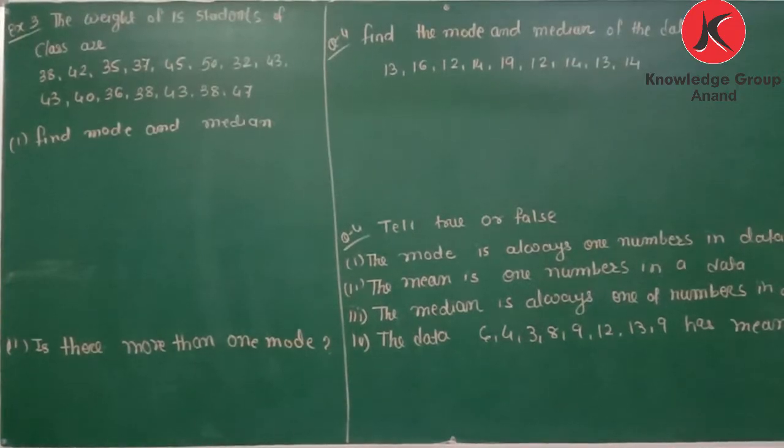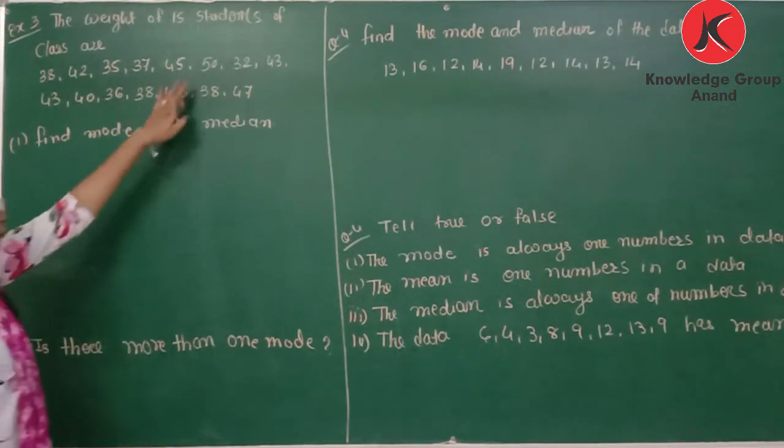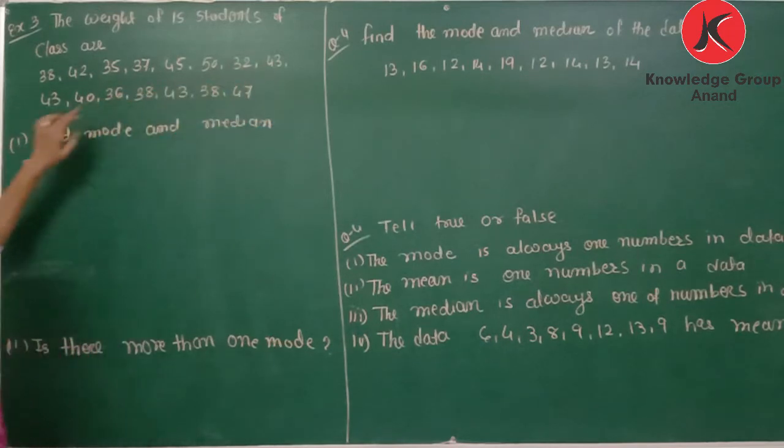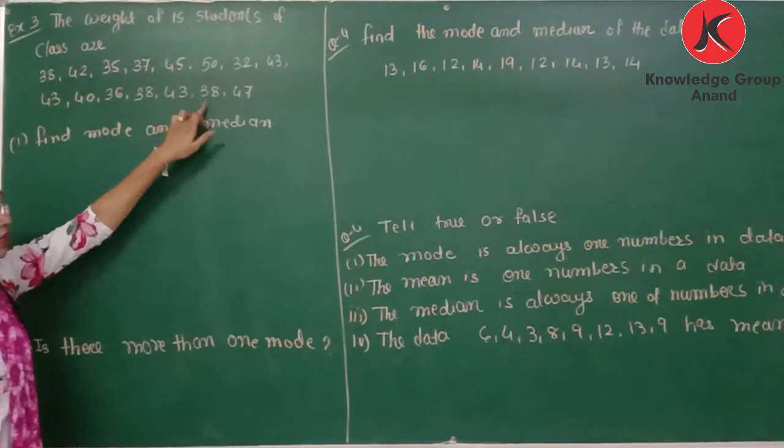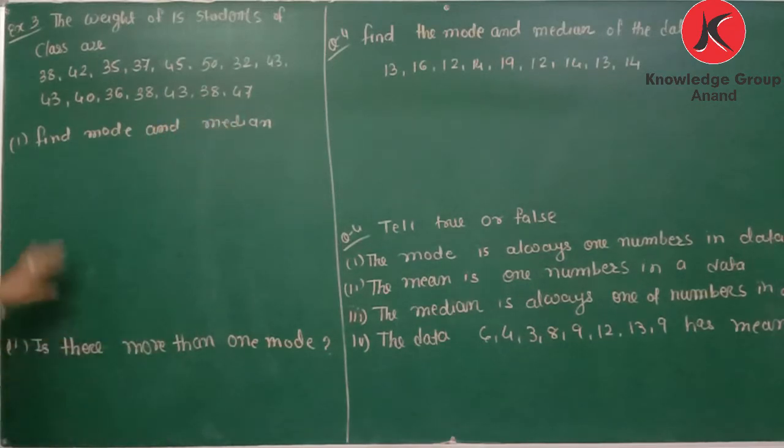Now let's start question number 3. The weights of 15 students of a class are 38, 42, 35, 38, 45, 50, 32, 43, 43, 40, 36, 38, 43, 38 and 47. So here the weights of 15 students are given. Find the mode and median.